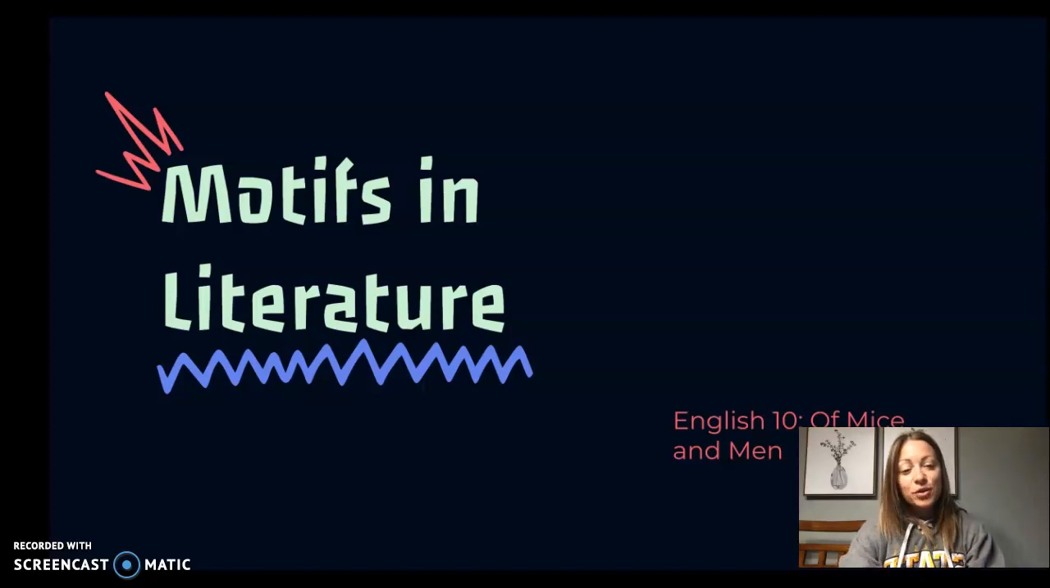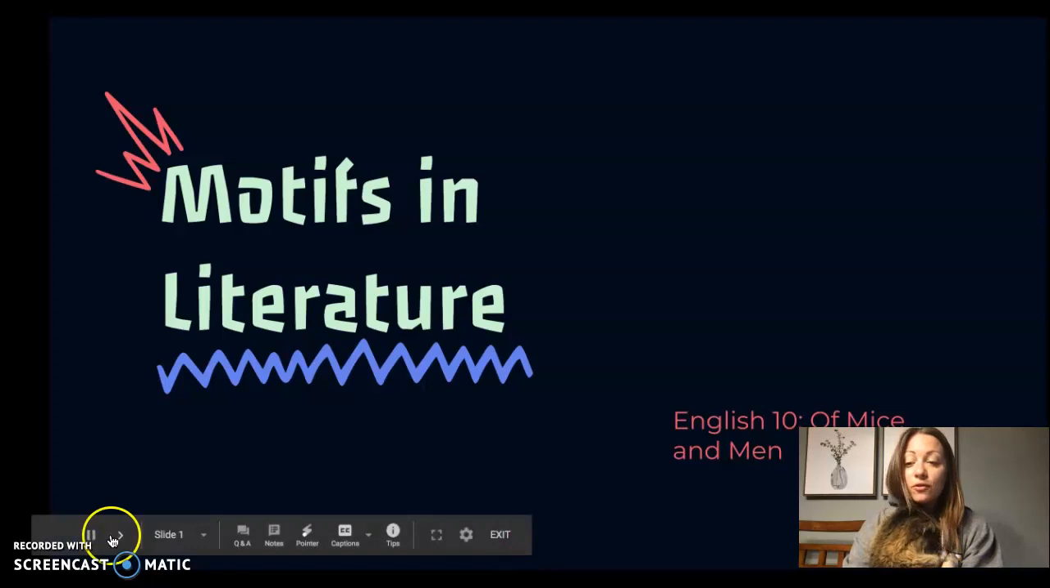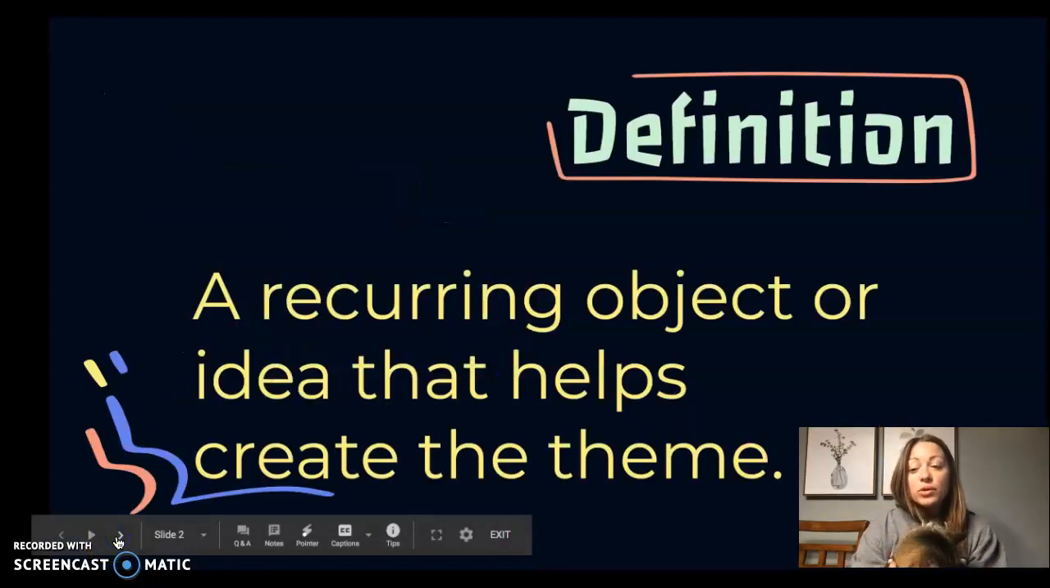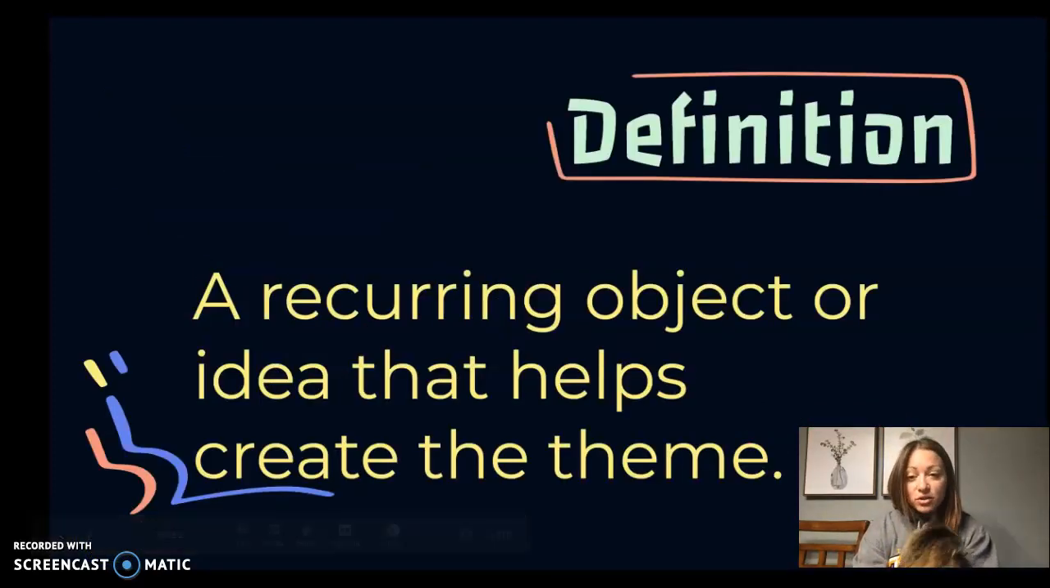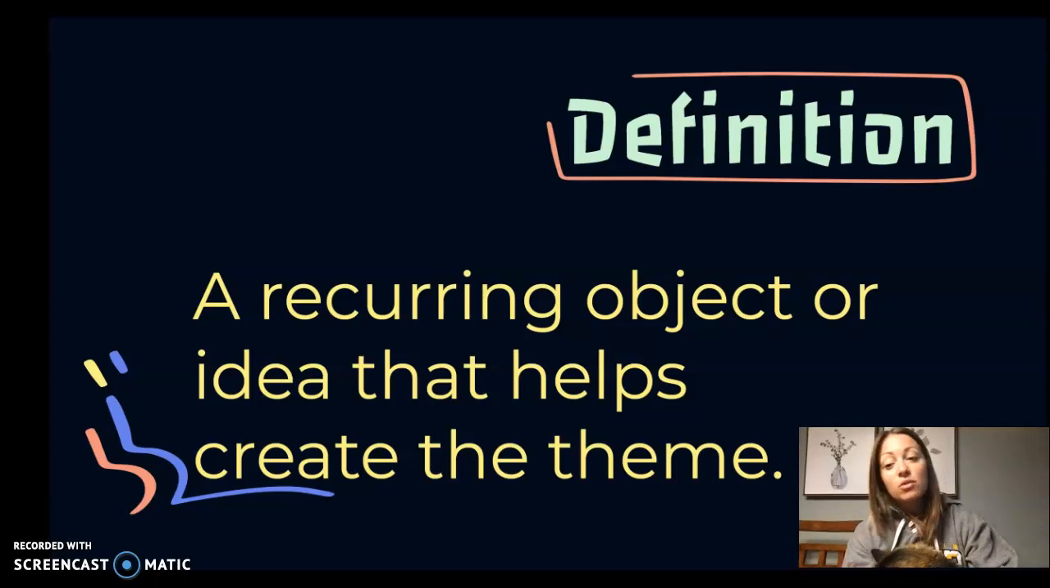Hey guys, before you start your reading day today, we need to do a quick review of what motifs are. We went over motifs during the Of Mice and Men unit, so we'll just do a quick review so that you can look for motifs in your own novel. The first thing is that a motif is a recurring object or idea that helps create the theme. If you don't have that written down somewhere already from the Of Mice and Men unit, you might want to do it now.